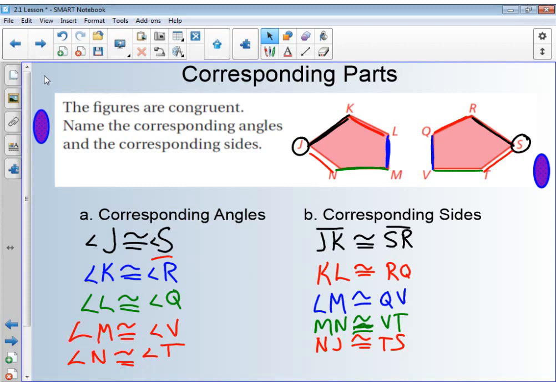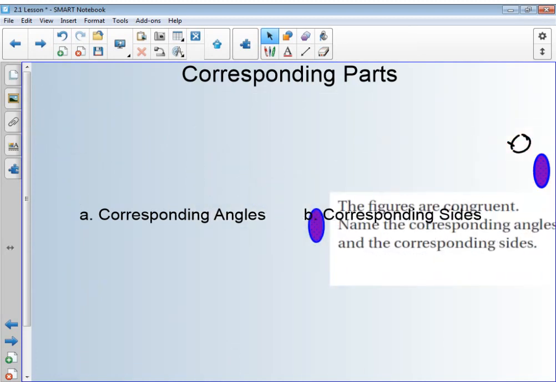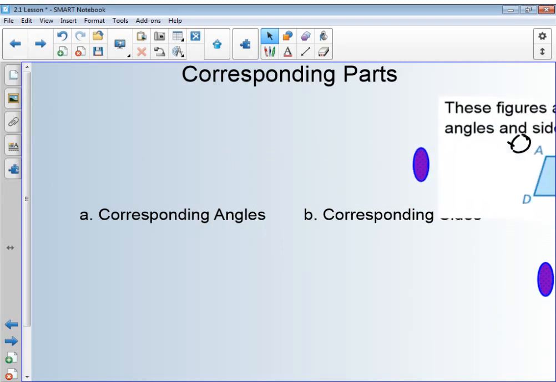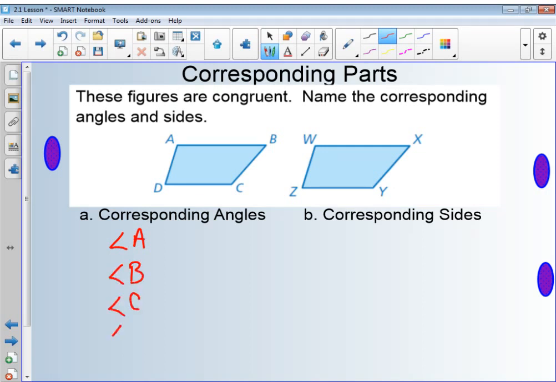Okay, so I'm going to go ahead and pull one out here. I want you guys to try. Okay, so these figures are congruent. Name the corresponding angles and sides. Here they've just taken our figure and slid it over. They've done no rotating, no flipping or anything. So I want you to go through and find which angles correspond to angle A, angle B, angle C, and angle D.